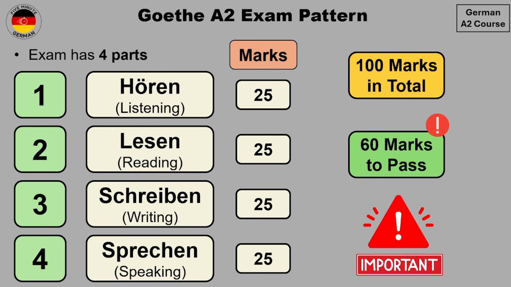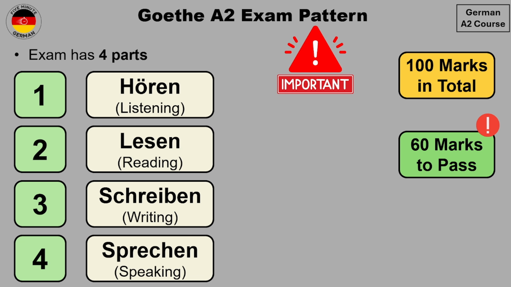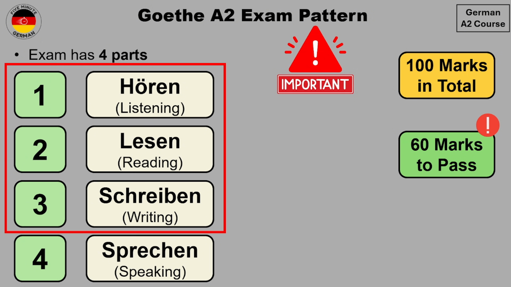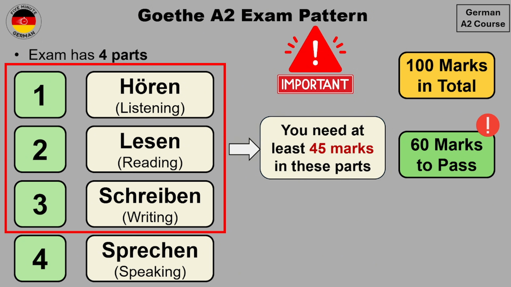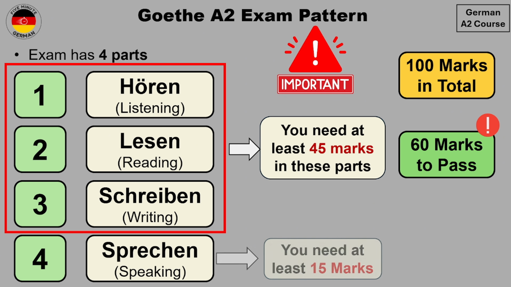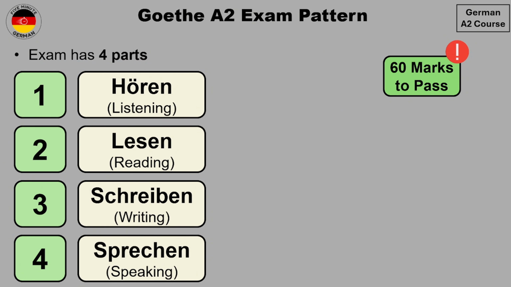So what Goethe has mentioned on their website is that in the first 3 parts, which are Hören, Lesen and Schreiben, you need at least 45 marks. And in the Sprechen part, you need at least 15 marks. Only then will you pass the exam. Now let me explain this to you with a few examples so that it is more clear.